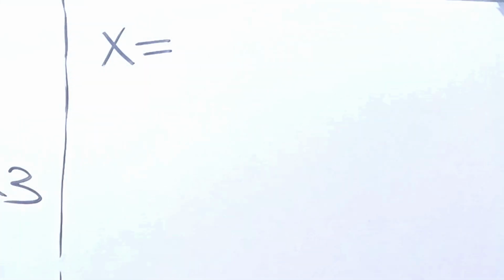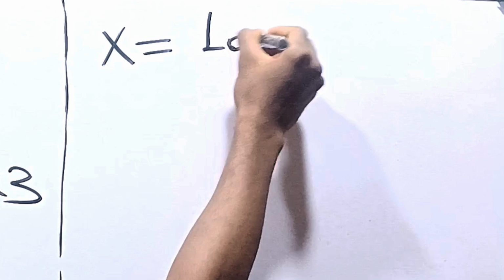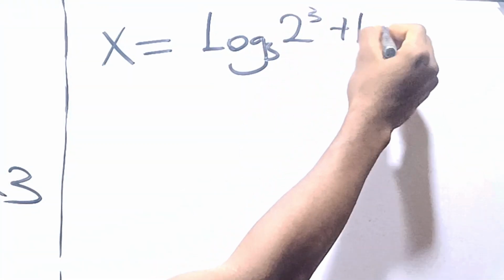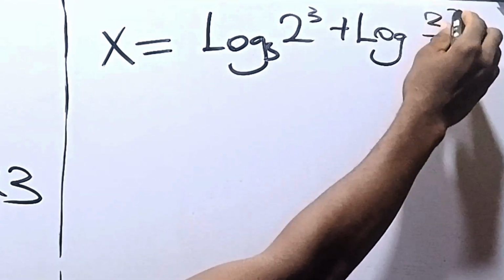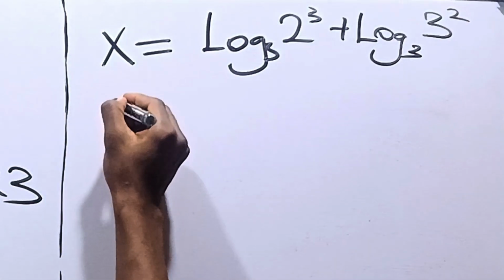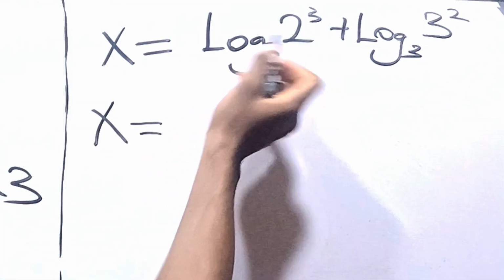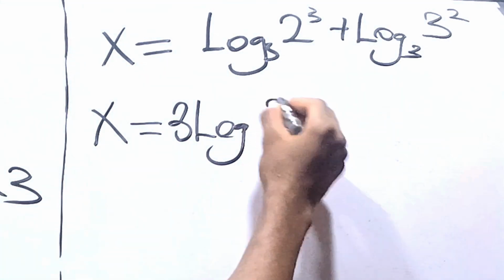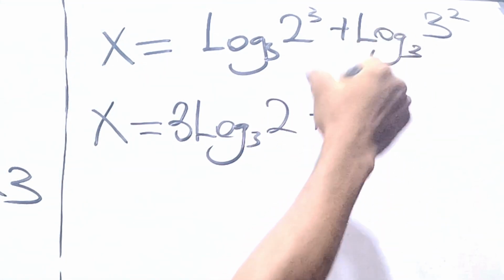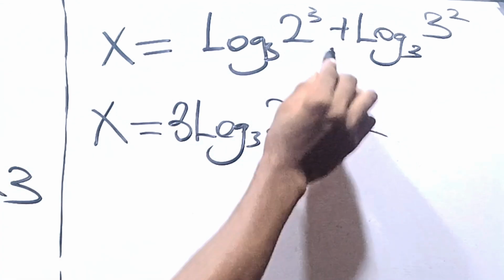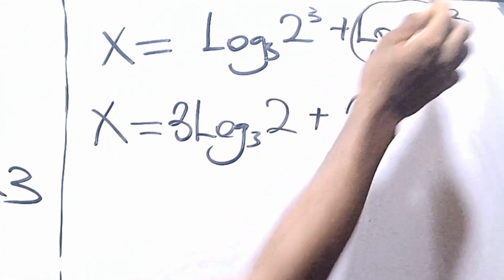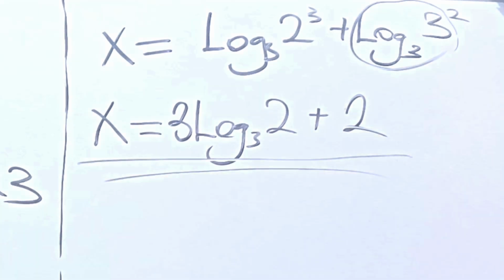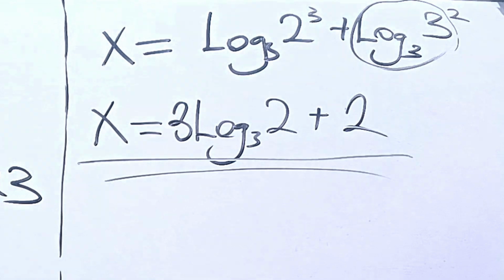Now, logarithm of 2 raised to the power 3 to base 3 plus logarithm of 3 raised to the power 2 to base 3. Hence, x here will become equal to, again, 3 will multiply the log to give me logarithm of 2 in base 3 plus 2 will multiply the log to give me logarithm of 3 in base 3. This is equal to 1. So we have 2 times 1, which is 2. Hence, our x is equal to 3 times logarithm of 2 to base 3 plus 2.